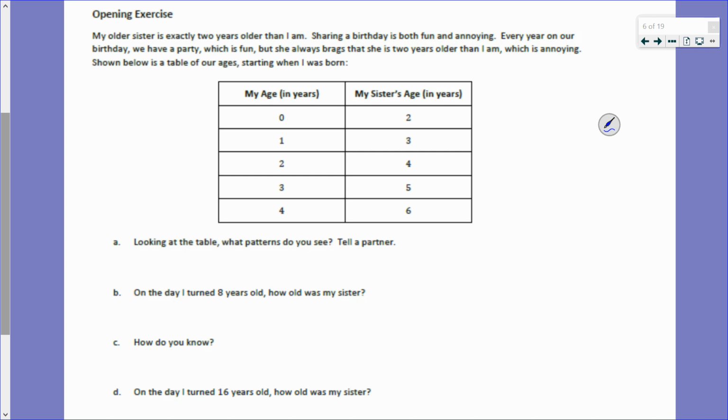So what we're doing is looking at the table and finding patterns. What patterns did you guys see in this table? Gabby? Adding 2. So as I went left to right, I always added 2. And the other patterns? Jaden? That she was always 2 years older than him, so it would just be like his age plus 2. That's what we just saw. Any other ones? When the guy turns his age, his sister's age is double.